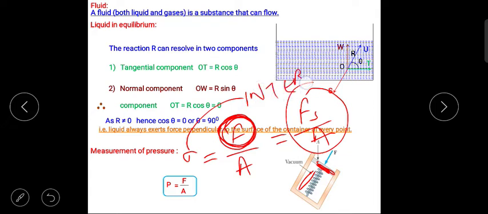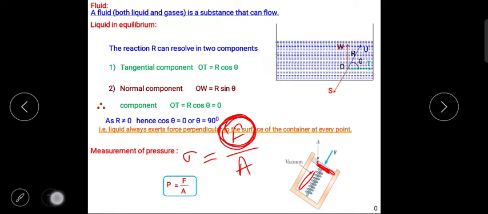It's an internal property of a body which depends upon the elasticity of the body. Now I'm talking in terms of pressure, which is the external force. Getting my point or not? I hope you are getting my point.